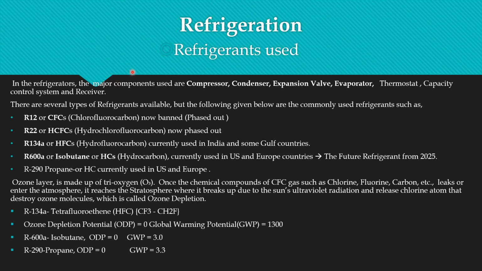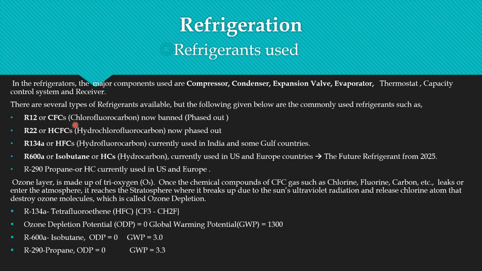In this episode, we'll see about the refrigerants used in the domestic fridge. In refrigerators, the major components used are the compressor, condenser, expansion valve, evaporator, thermostat, capacity control system, and receiver. There are several types of refrigerants available, but the following are the commonly used refrigerants.